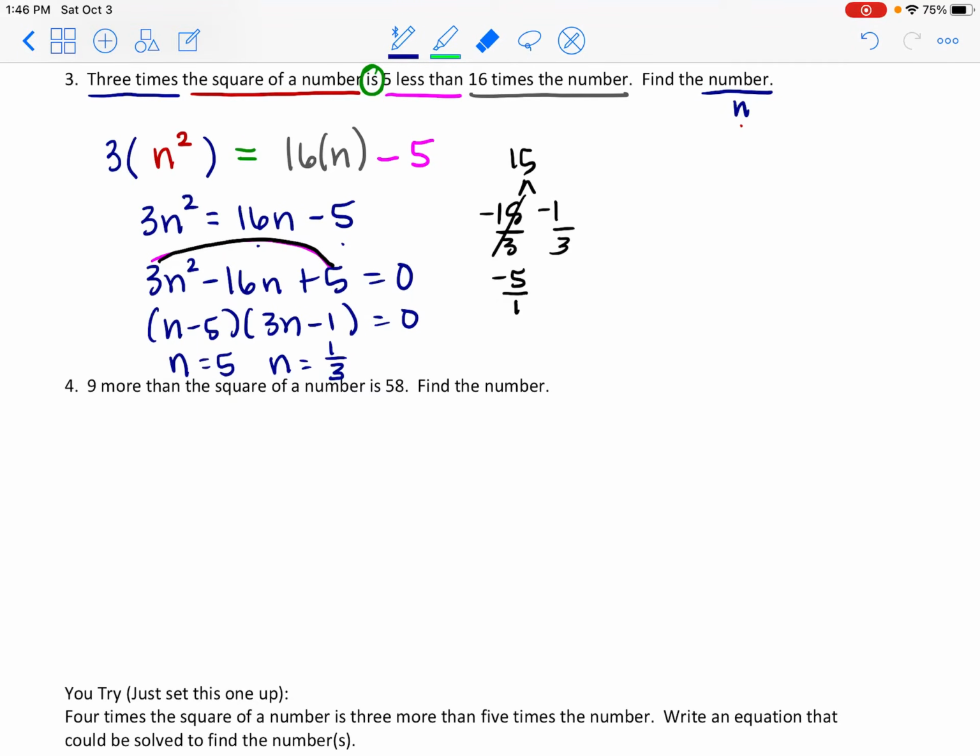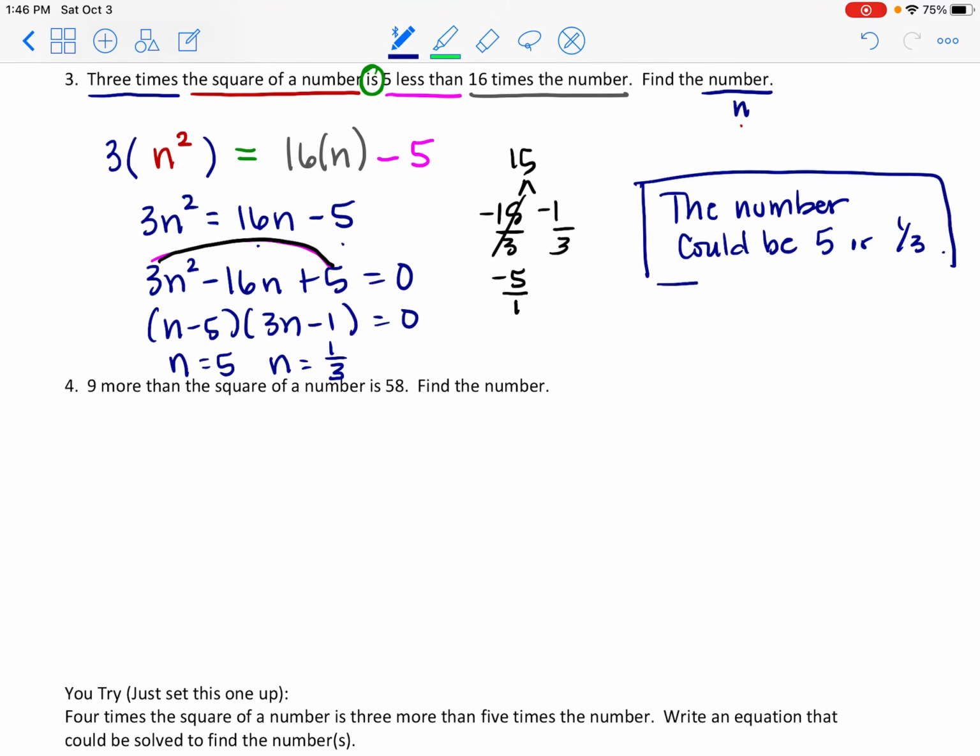Can we keep them both? Some of you might be like, oh, we don't want a fraction. Well, maybe we don't, but we're just looking for a number here. 5 is a number, 1/3 is a number, which means both of them are possible solutions. So we're going to answer this by saying that the number could be 5, or it could be 1/3. Both of those are possible solutions. Okay? Alright, hopefully that wasn't horrible.